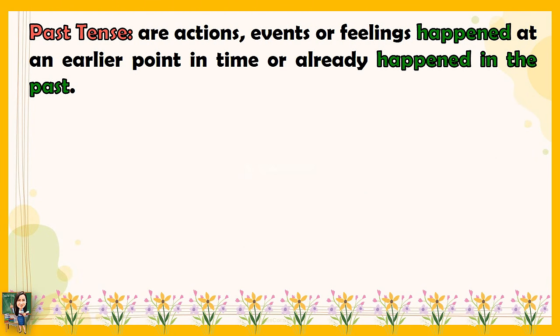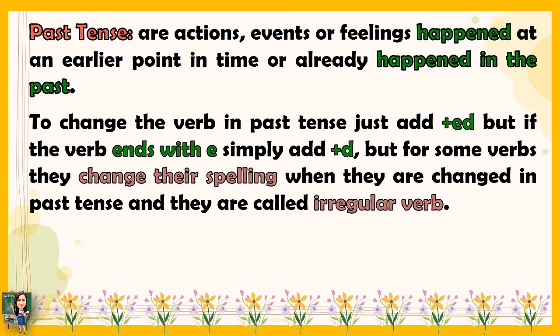Past tense are actions, events, or feelings that happened at an earlier point in time or already happened in the past. To change the verb into past tense, just add ed. But if the verb ends with e, simply add d. But some verbs change their spelling when they are changed to past tense, and they are called irregular verbs.